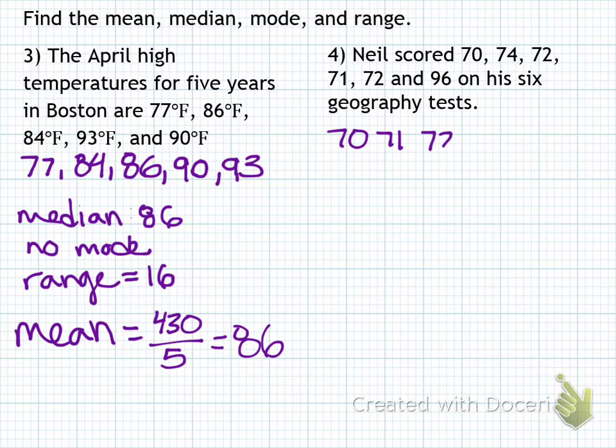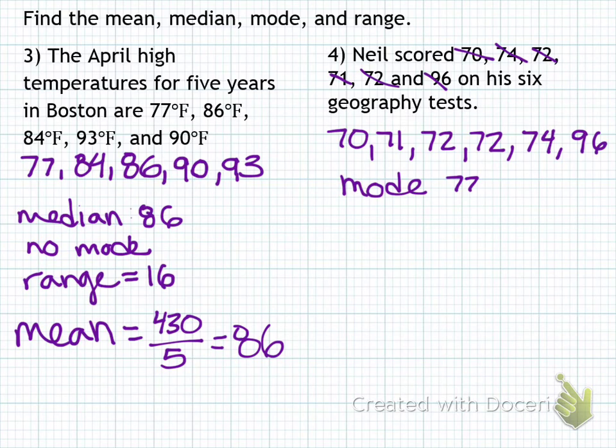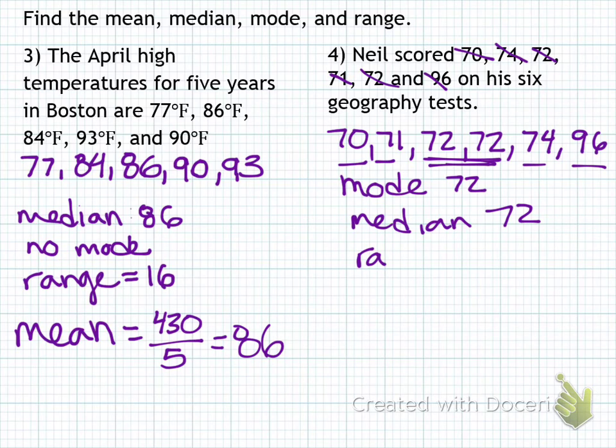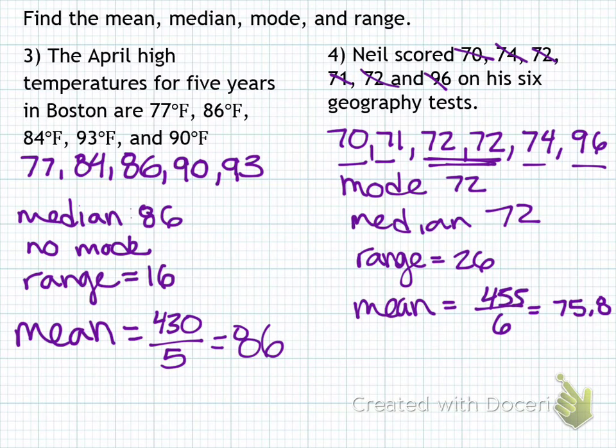Okay, number 4, putting these from least to greatest, we get this. The mode, I see there's 2 77s. If I go inwards, the median is actually also 72. I have 2 72s in the middle, so when I take the average of 72 and 72, I just get 72. The range here would be 26, since it's 96 minus 70. And the mean, I get about 75.8, by adding them up, I get 455, and then dividing that by 6, which is the number of entries here.